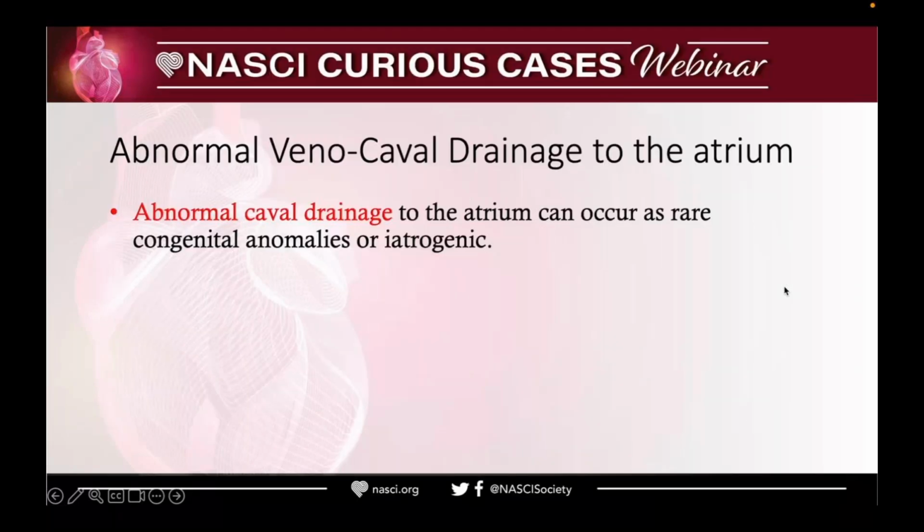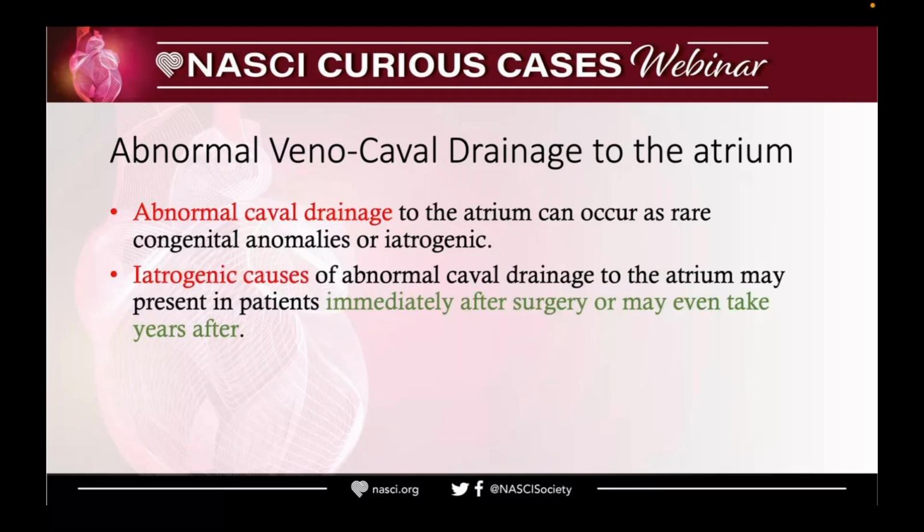Abnormal caval drainage to the atrium can occur as a rare congenital anomaly or iatrogenically, so we need to pay attention. The manifestations or symptoms can happen immediately after surgery, as we would expect, but may even take years. So in those patients, we need to fully evaluate and be aware of this condition.